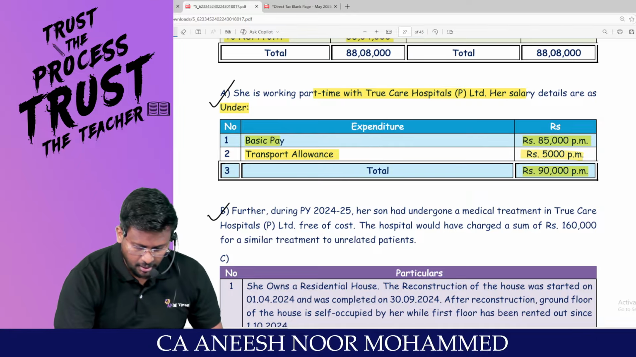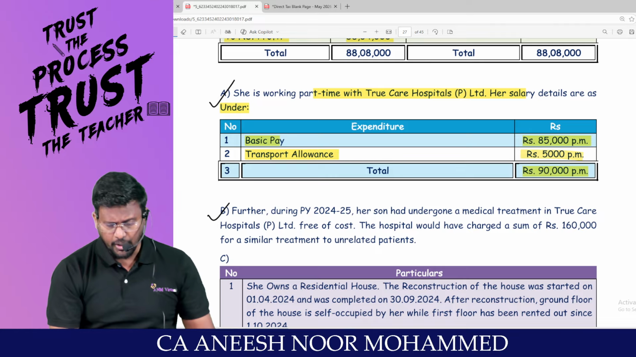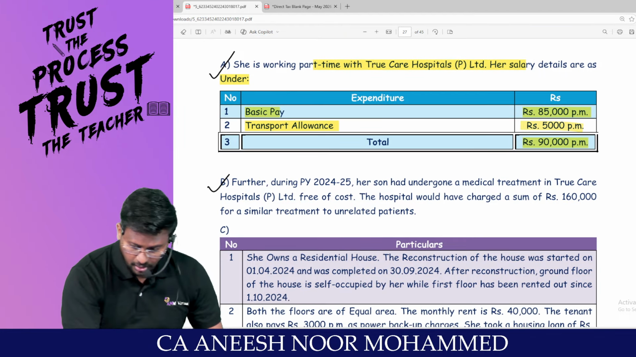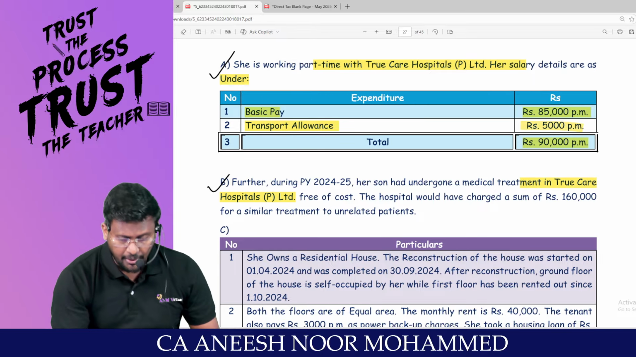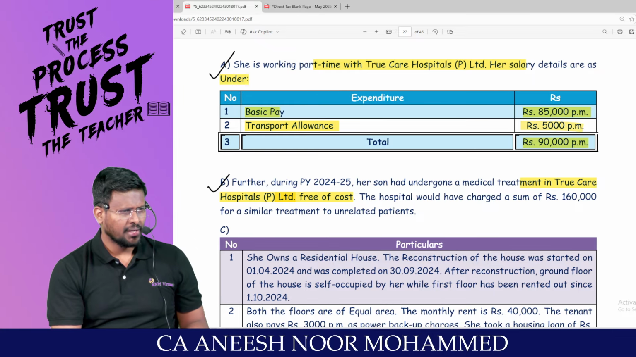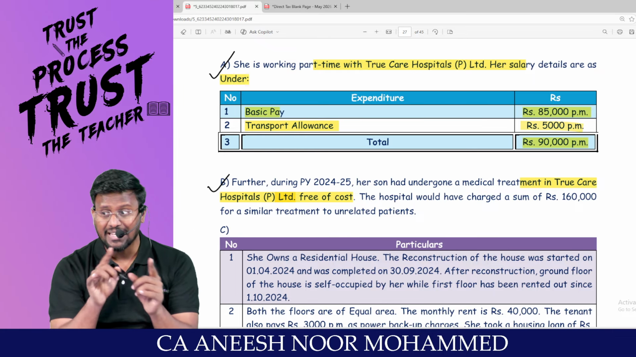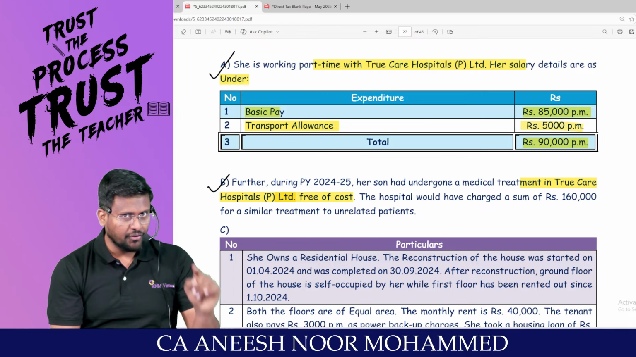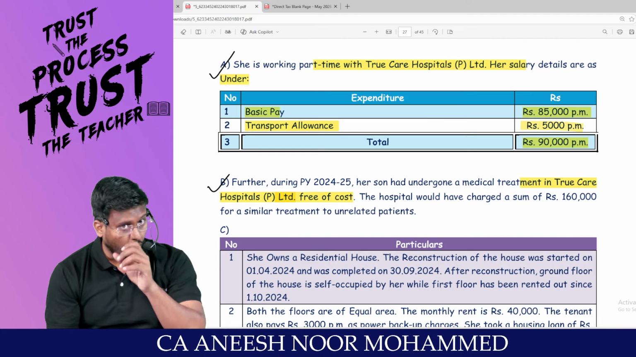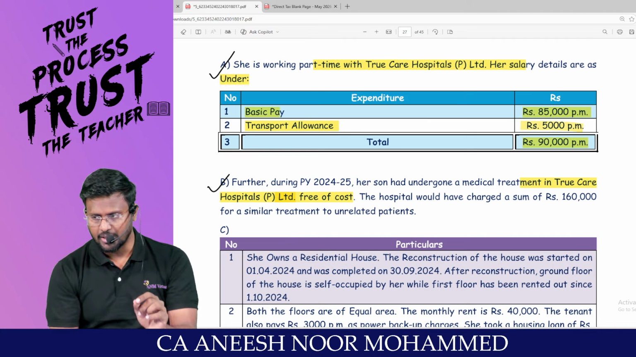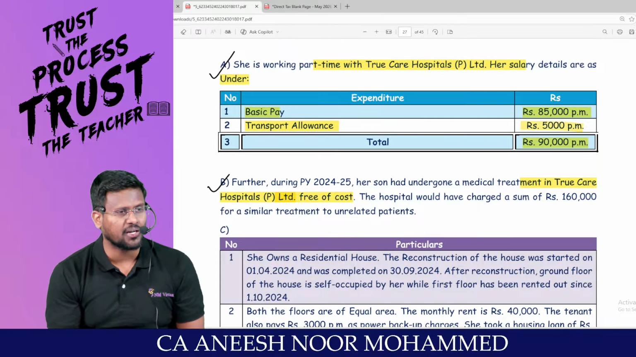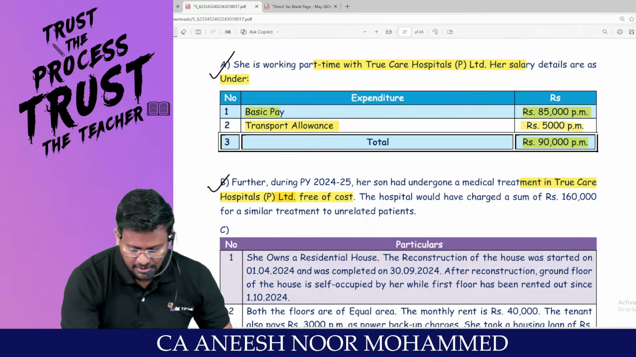A part done. B part. Further, during 24-25, her son had undergone a medical treatment in True Care Hospital Private Limited, free of cost. Sir, in that hospital only she is working. Medical treatment can be provided either in India or outside India. If it is in India, three places: employer hospital, government hospital, CIT approved hospital, fully exempted. This is employer hospital. This will be a tax-free perquisite.